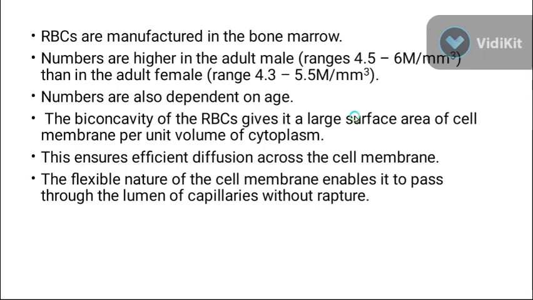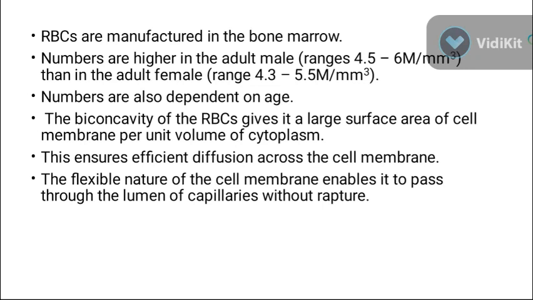Numbers are higher in the adult male, range 4.5 to 6 million/mm3, than in the adult female, range 4.3 to 5.5 million/mm3. Numbers are also dependent on age. The biconcavity of the RBCs gives it a large surface area of cell membrane per unit volume of cytoplasm. This ensures efficient diffusion across the cell membrane. The flexible nature of the cell membrane enables it to pass through the lumen of capillaries without rupture.